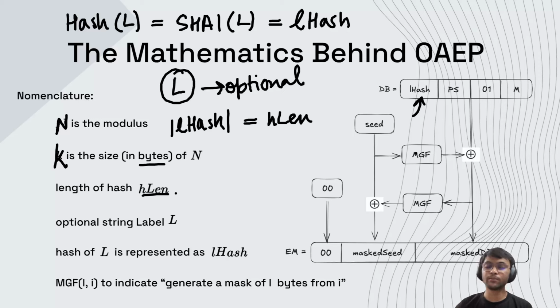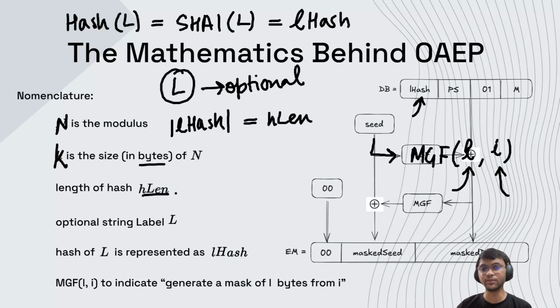Now, we're using a mask function called MGF, the mask generating function, and it's represented as MGF of L, comma, l. What that would mean is I'm asking to generate a mask of L byte length from the given input. So in this context, given a length L, find me a mask of length L, given the input as seed.